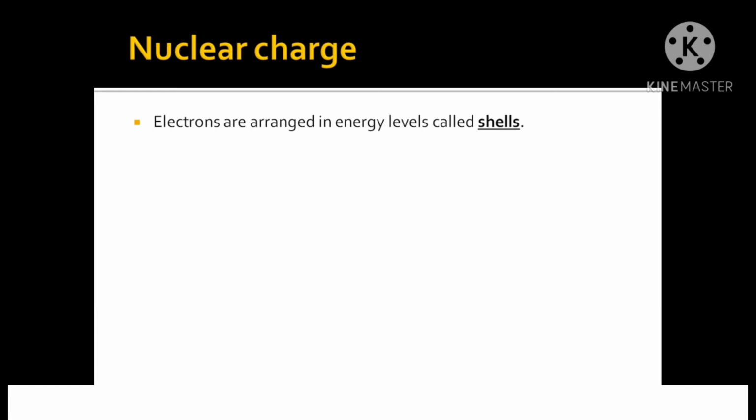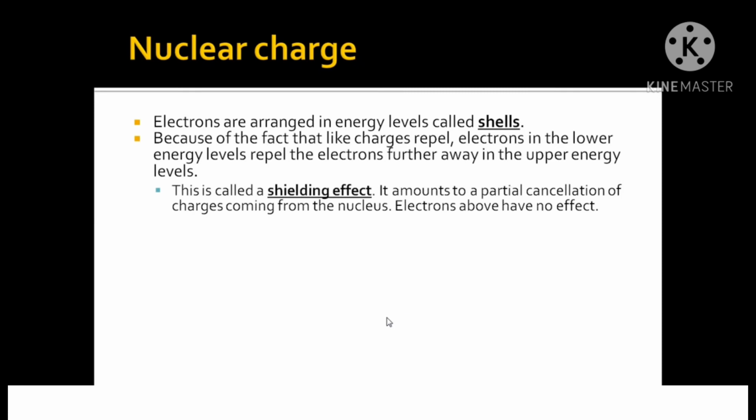Now these last remarks are made by way of notes. So these are just things you should know. Electrons are arranged in energy levels called shells. And because like charges repel, electrons in the lower energy levels repel electrons further away in the upper energy levels. This is called the shielding effect. It amounts to a partial cancellation of charges coming from the nucleus. Electrons above have no effect.